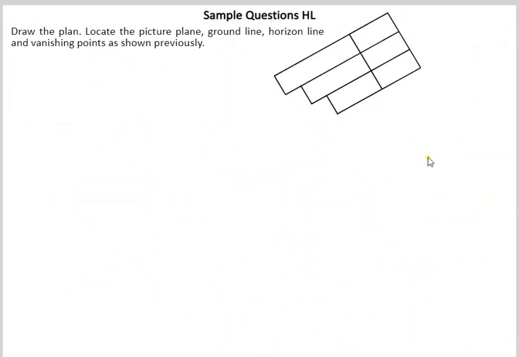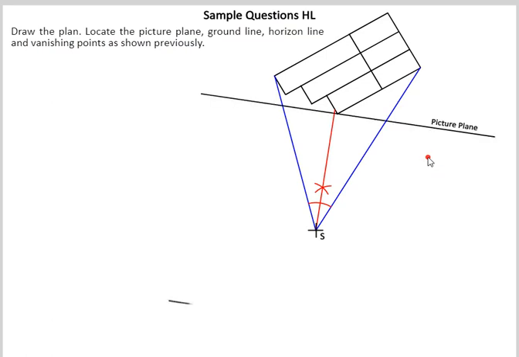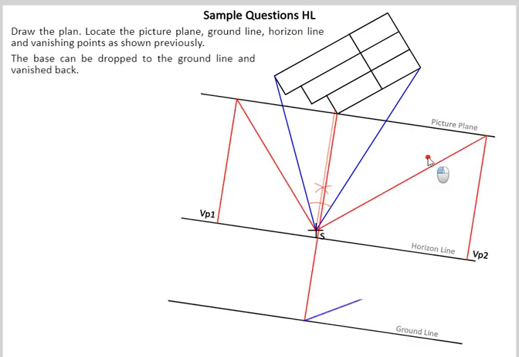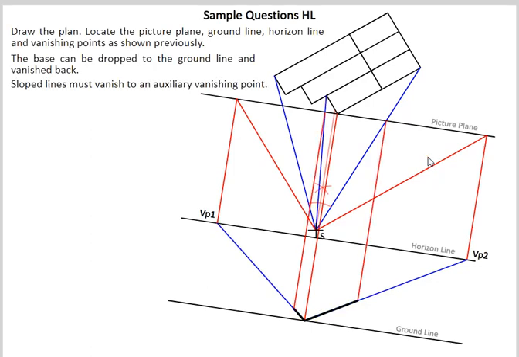Now this here is a sample higher level question. Basically what we're looking at is a wedge design here. So it's just a good example to show you where auxiliary vanishing points would be used. So basically we set up the base here quickly. So that's the base setup.